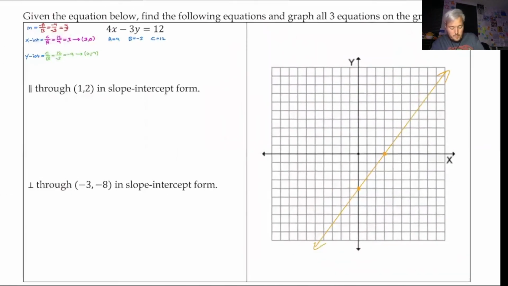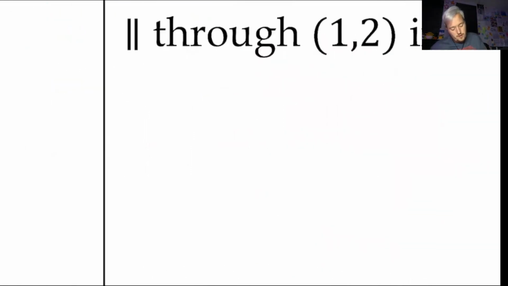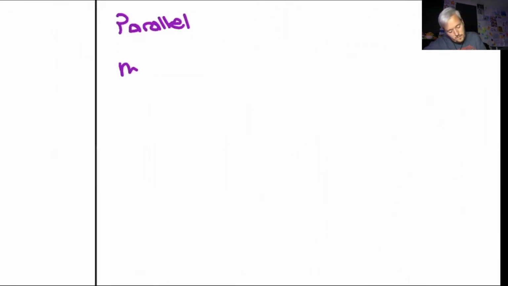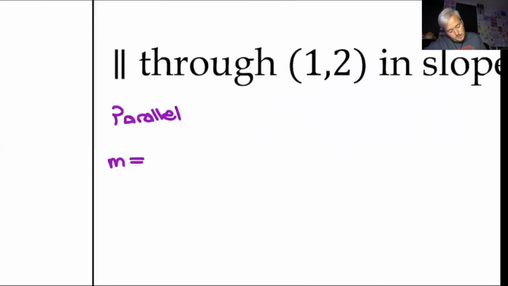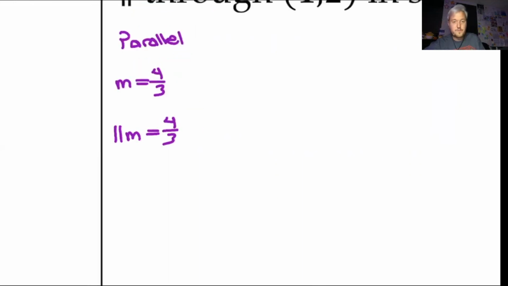So this is the basis of what I'm going to be working with. All right, so now for this first part here, I want something parallel. So this means parallel to railroad tracks. Parallel through 1, 2. So if my original slope was 4/3, yes, it is 4/3. That means my parallel slope is also going to be 4/3.